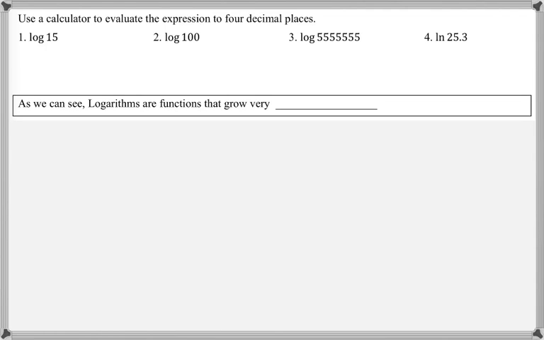So if I type log of 15, then that's going to get me 1.1761. If I type log of 100, I get 2. If I type log of 555, I think I have the right number of 5s, then I get 6.7447. And then ln, this is a different type of logarithm which we'll talk about a little bit later.